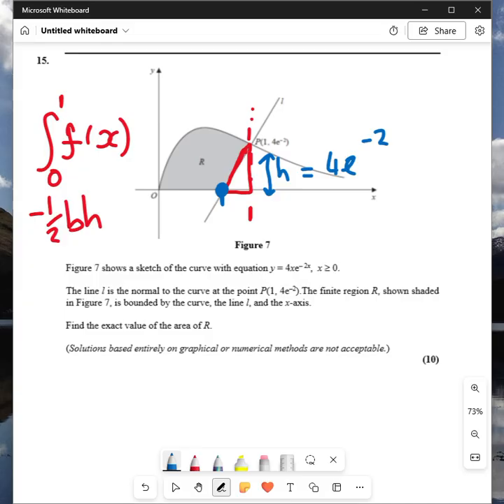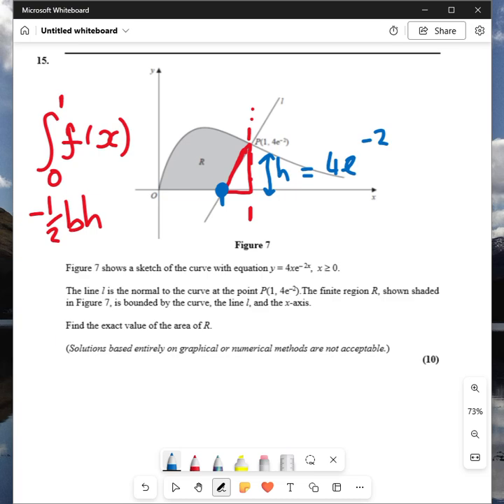How am I going to find that coordinate? Well, I need to know the equation of that line. How can I find the equation of that line? Well, I need to know a point on the line, which I do know, and I need to know the gradient. So can I work out the gradient? Well, I'm told that the line is normal to the curve at that particular point. So yes, I can, because I can find the gradient of the curve at that point and then find the negative reciprocal to get the normal.